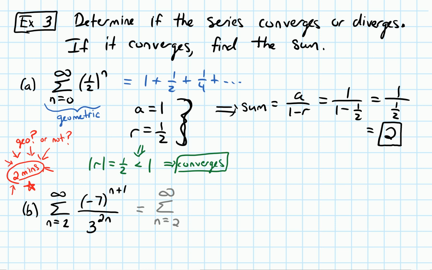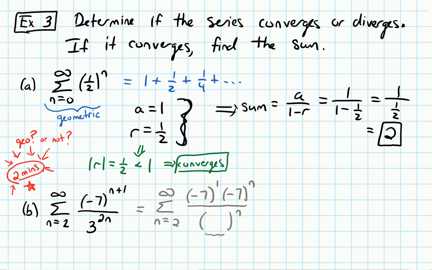So on the numerator, I can rewrite this as -7. Technically, it's -7 to the 1. And then times -7 to the n. That's one of my exponent properties. On the denominator, I can also write the denominator as something to the n power. What would go inside of the parentheses, though? Let's think about that. Just pause the video for about 15 seconds. What goes inside of the parentheses so that this becomes 3 to the 2n?